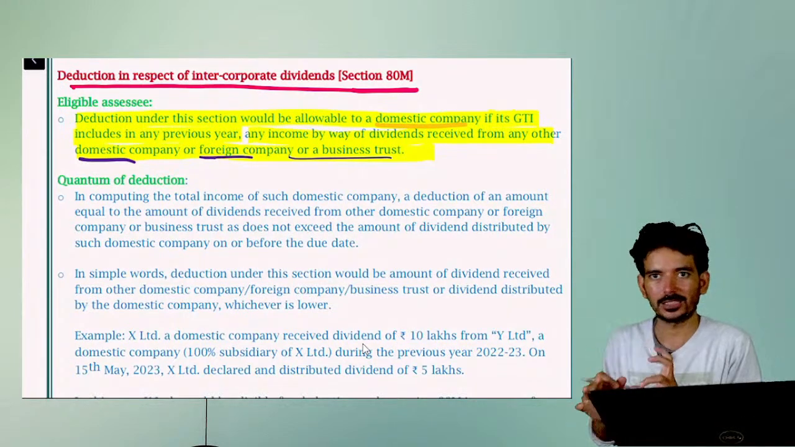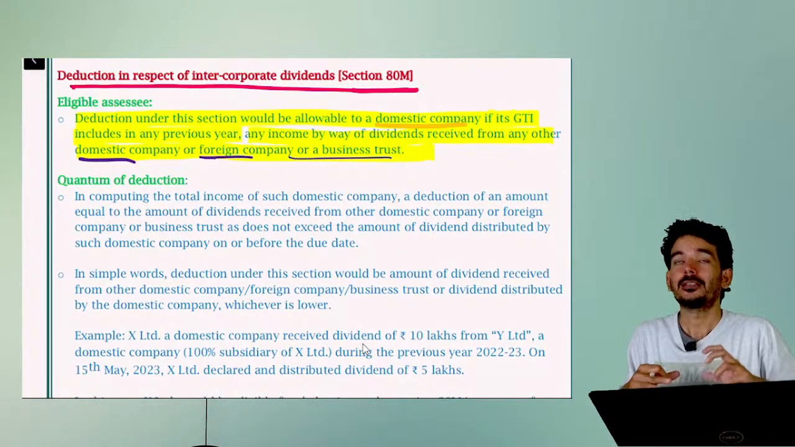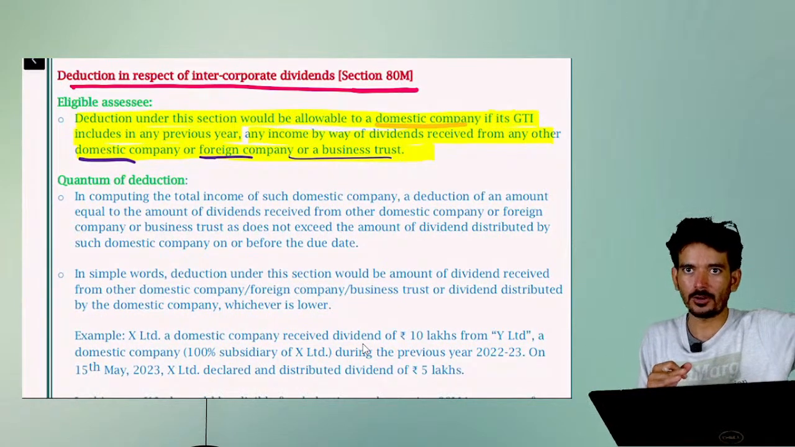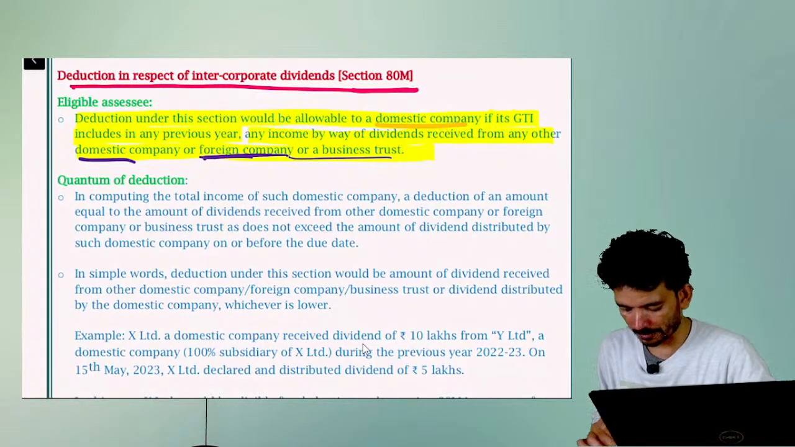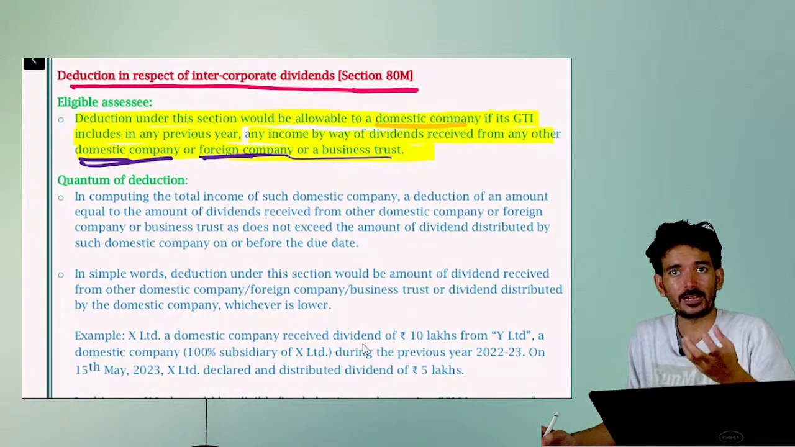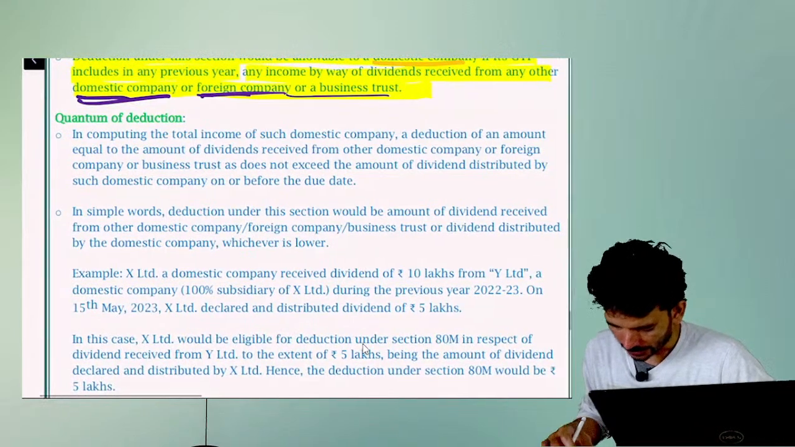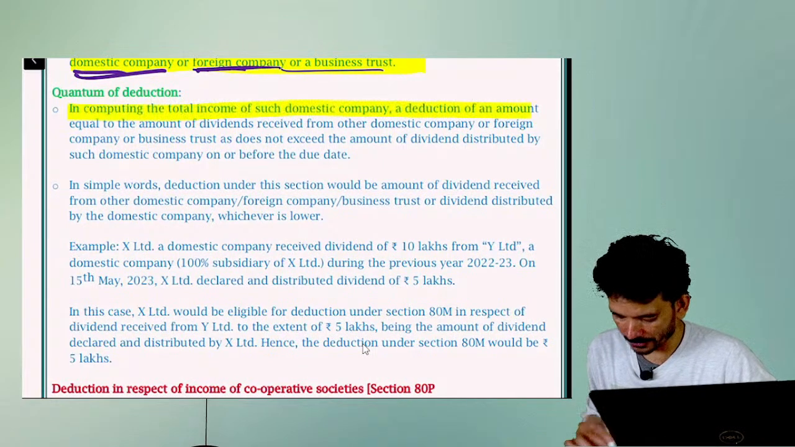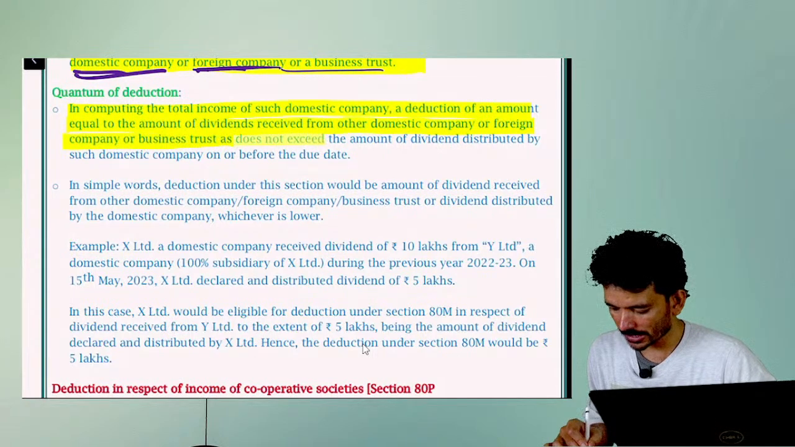Again this is also discussing the same thing. I am the holding company, I am the Indian company. The holding company, or the company which is taking the benefit, should be an Indian company, a domestic company. The subsidiary company can be a special purpose vehicle, a foreign company, or an Indian company, any of the three is possible, but the company for which you are applying this section should be an Indian company. What is the quantum of deduction? In computing the total income of such a domestic company, a deduction of an amount equal to the amount of dividend received from such a domestic company or a foreign company or a business trust, as does not exceed the amount of dividend distributed by such a domestic company on or before the due date.